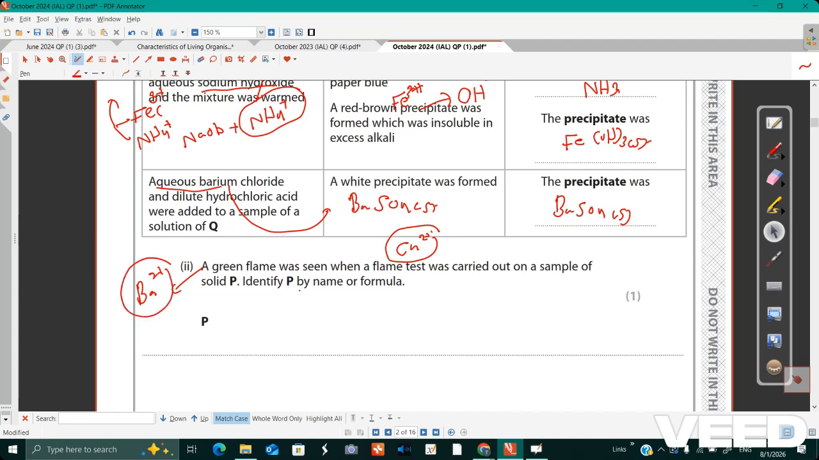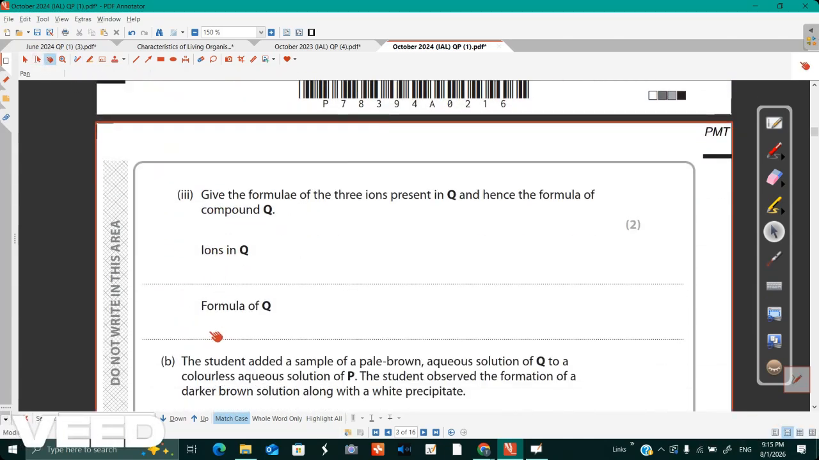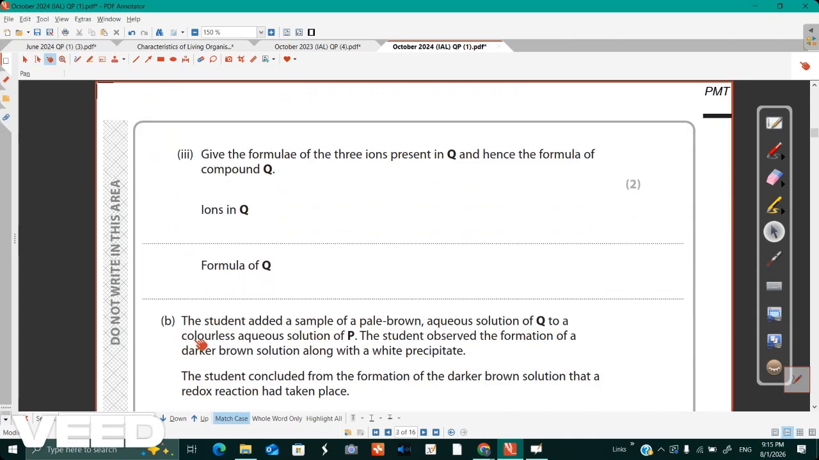They are asking about P, not the ion. Remember, be careful. So we identified the anion as I minus, and the cation is barium. So P is barium iodide. Without an issue, you can score marks here without putting in any effort. Moving on to the next one.